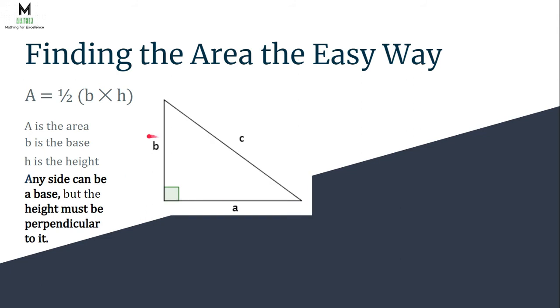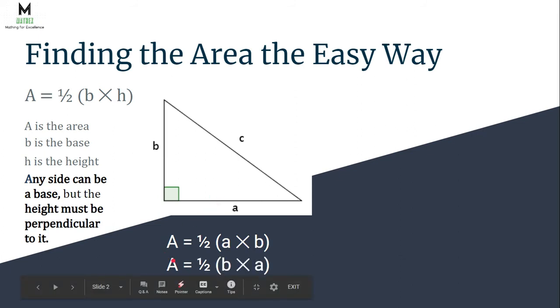So if we take a look at this right triangle, with one leg B, another leg A, and the hypotenuse C, we see that if we take A as the base and B as the height, we can compute its area like this: area equals 1/2 base, which is A, times B, which is the height. However, we could just as well take B as the base and A as the height, in which case the area would be 1/2 B, the base, times A, the new height.